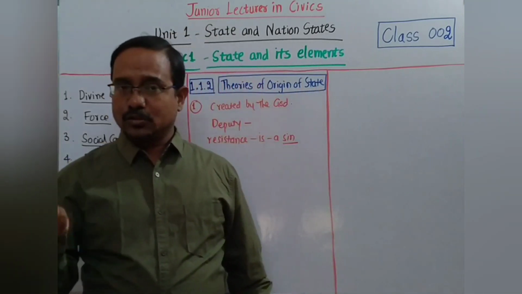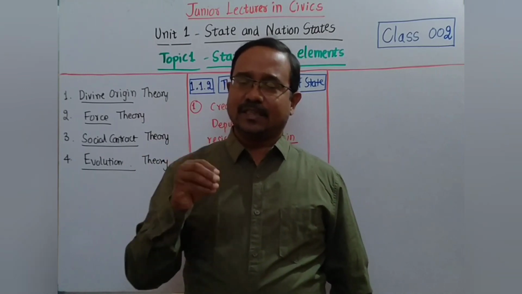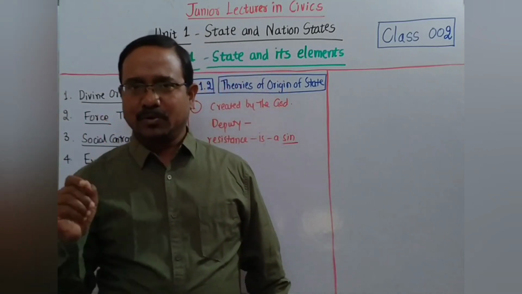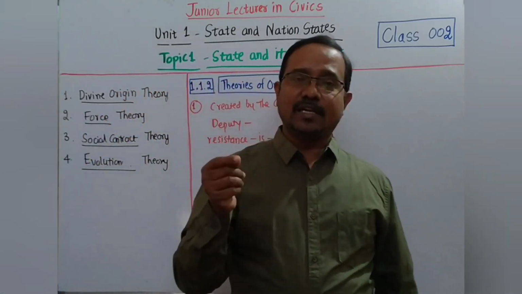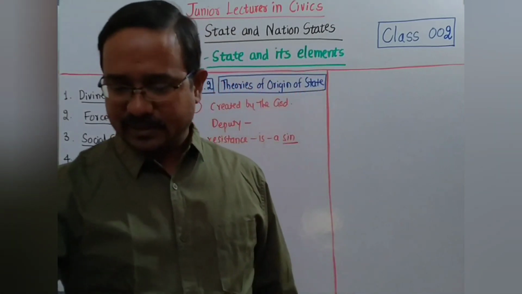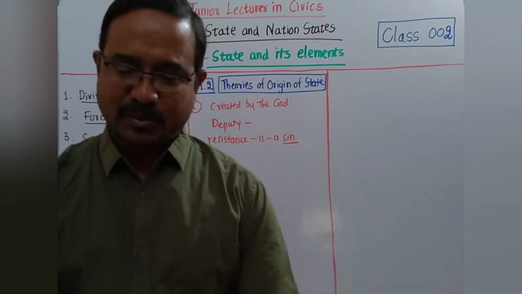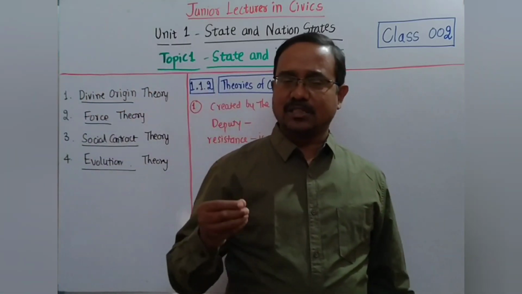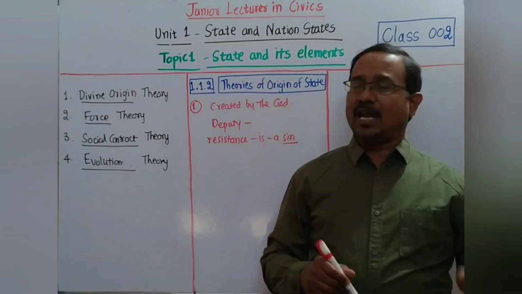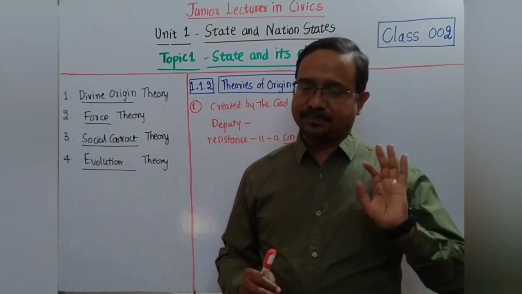So God is the source of the royal powers. So kings feel that they are not answerable and not responsible to the people. They are only answerable and responsible to the God who has given the powers, and it is not a democratic form of state. So many supporters, many politicians, many political science theorists have rejected this theory, that is the divine origin theory.